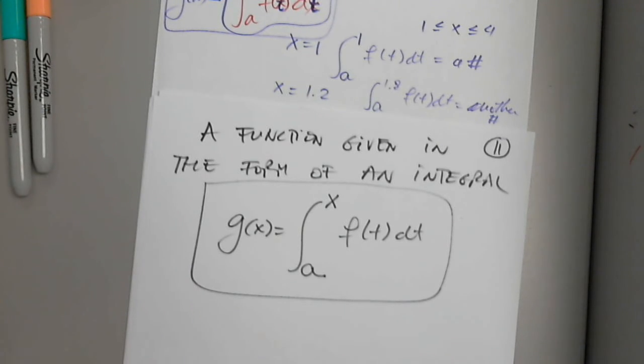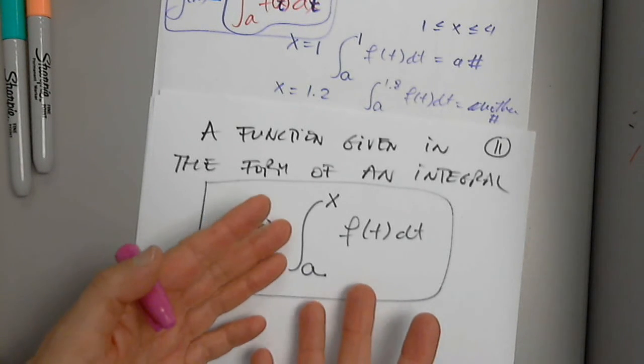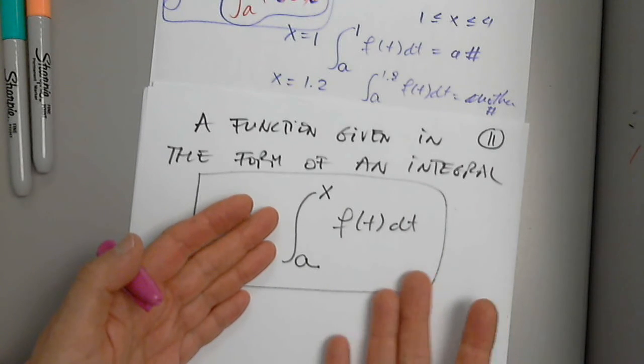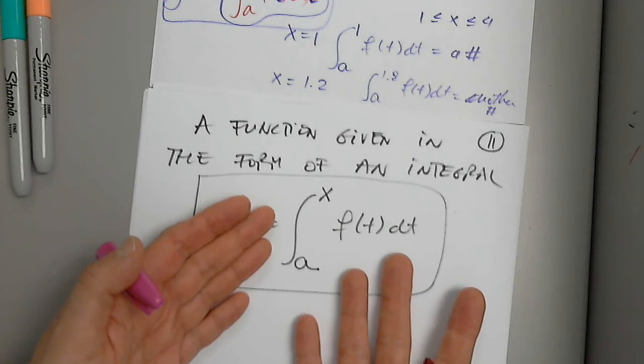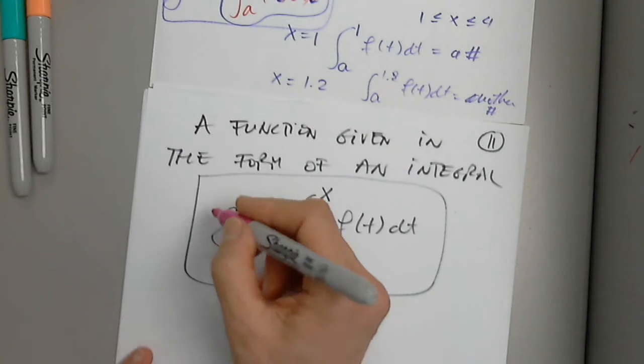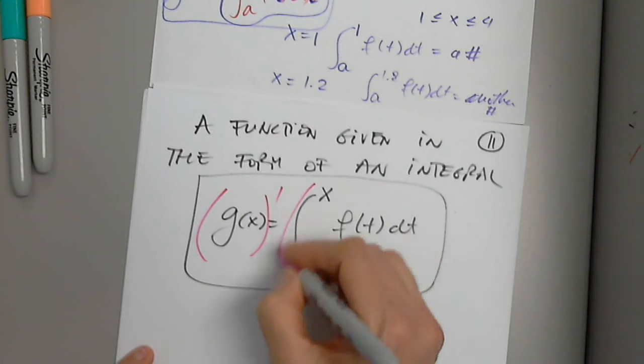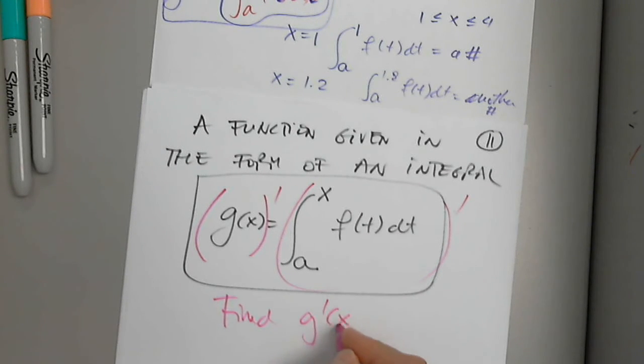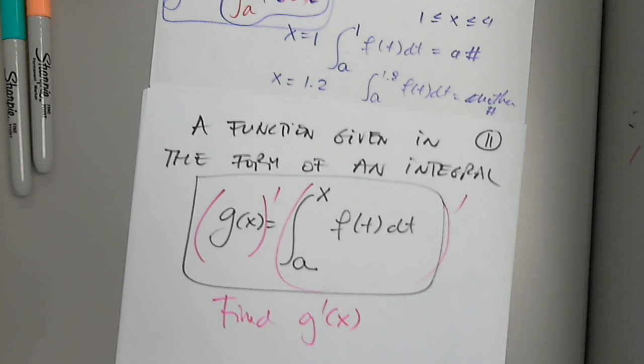What do you think we can do with this? No, we are not going to be asked to determine this. No, that's not possible. No one can determine this. It's a function of x. What we can be asked to do is find g prime of x. Okay, that's all we are asked to do. We are given a function in the form of an integral, and we are asked to find its rate of change, its derivative.